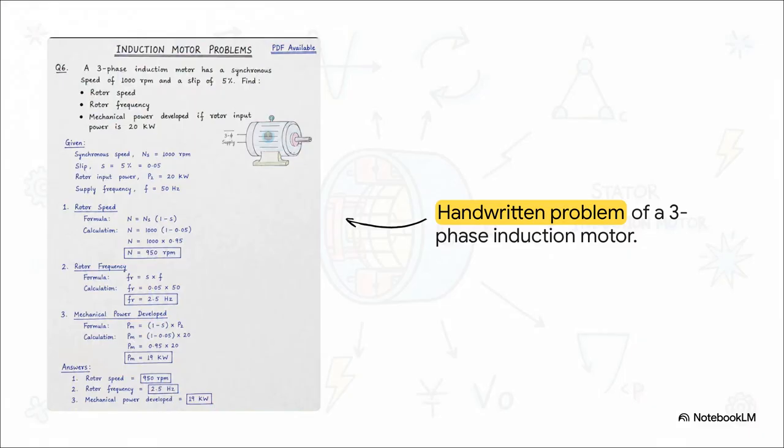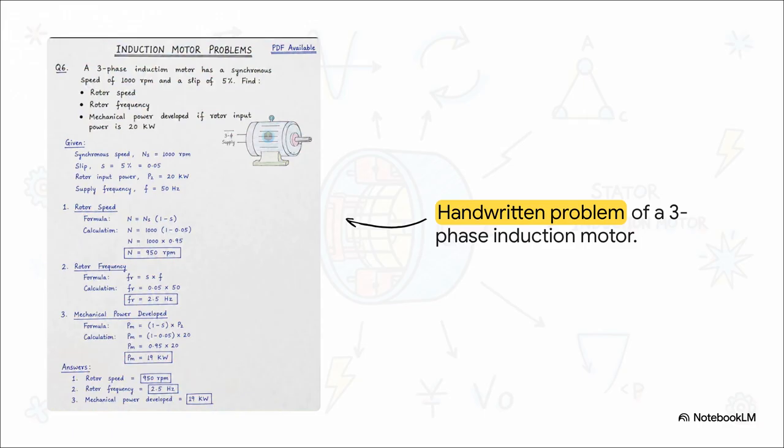All right, let's just jump right in. What we're looking at here is a classic, handwritten engineering problem focused on a three-phase induction motor. And it even has this really neat little diagram showing the three-phase supply lines. The problem itself reads, a three-phase induction motor has a synchronous speed of 1,000 RPM and a slip of 5%. It then asks us to find three very specific outputs.